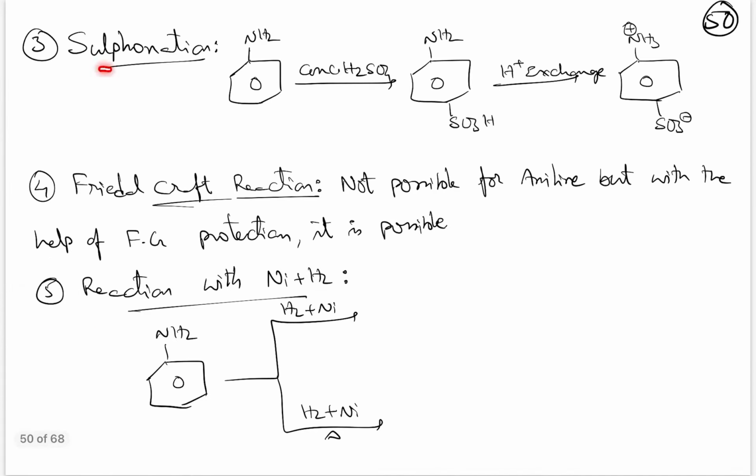Okay. Then the sulfonation reaction. By sulfonation reaction, the sulfonic acid SO3H will attack at the para position, and you will be getting sulfanilic acid.